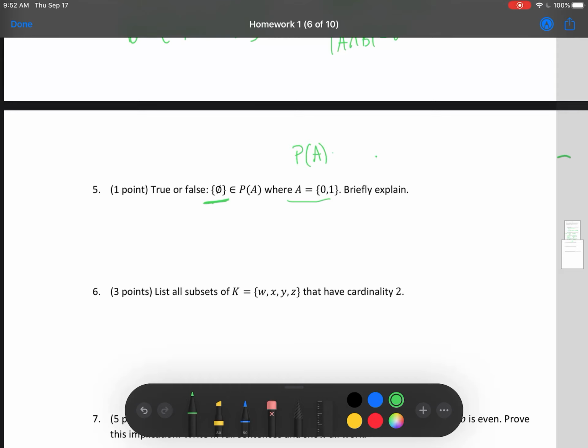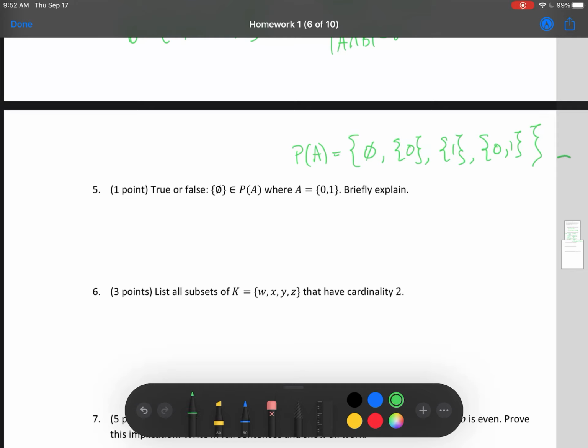So maybe it would be helpful in one way to write out the power set. What is the power set of A? The power set of A is the set of all subsets of A. And we know that the empty set is always there. We could choose just the element 0, we could choose just the element 1 to make subsets, or we could choose the whole set A itself, which is 0 and 1.